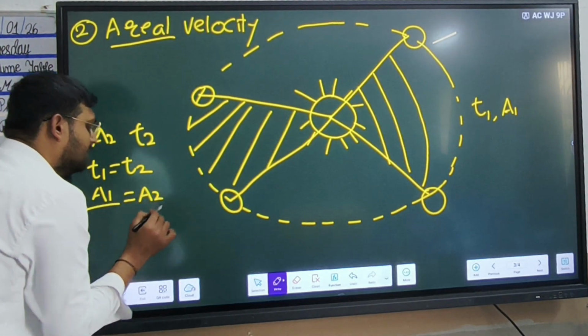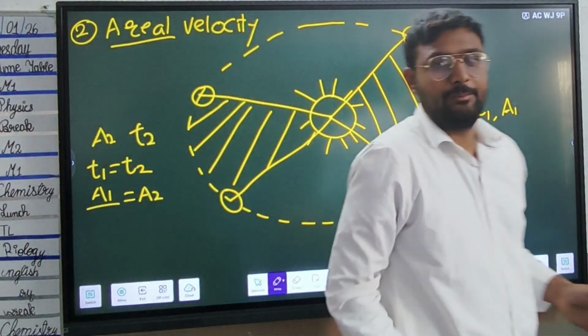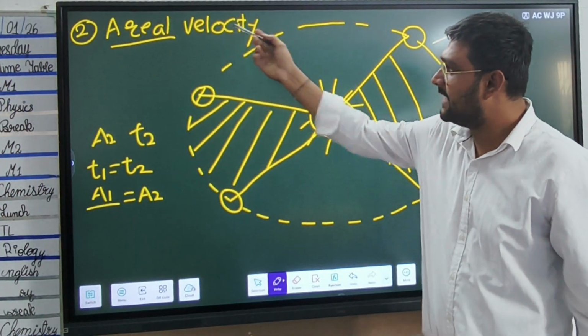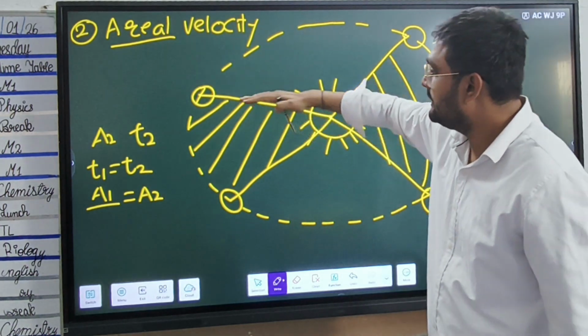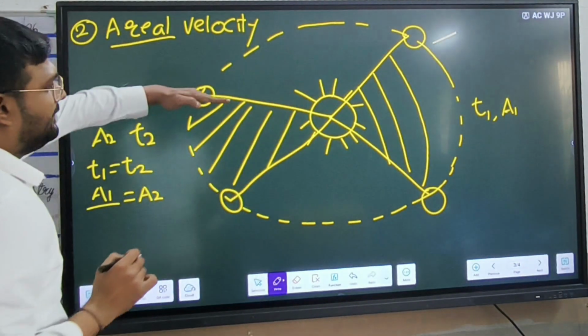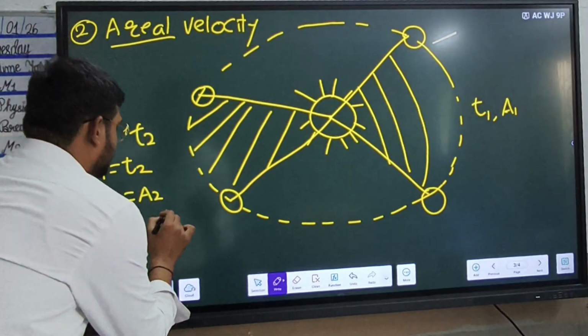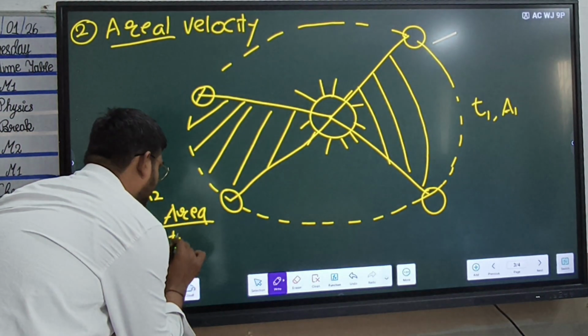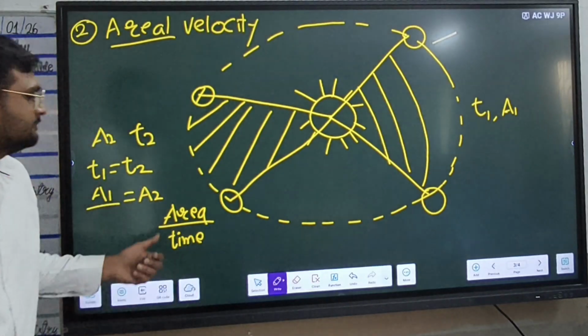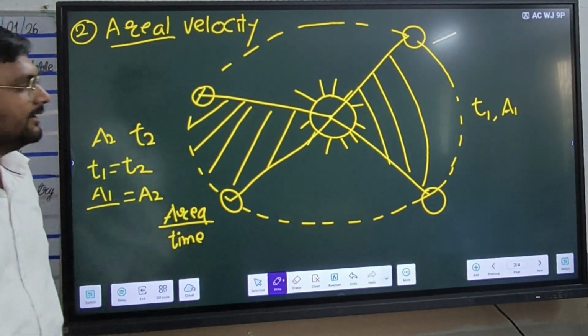This is stated by the second law of Kepler, the law of aerial velocity. It states that aerial velocity is constant, that is, area upon time taken is constant. The area swept by the radius vector per unit time is constant. Aerial velocity is constant, as given by the second law of Kepler.